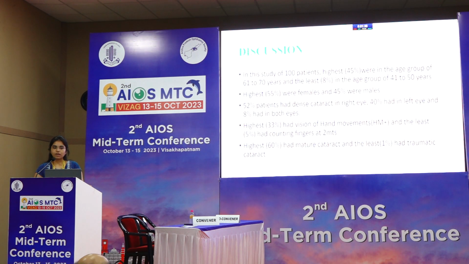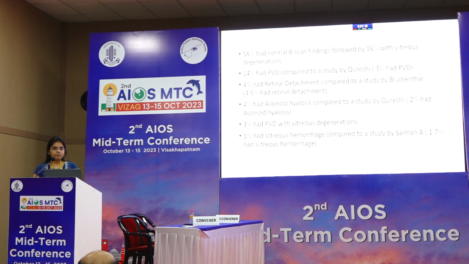Discussion. In this study of 100 patients, highest were in the age group of 61 to 70 years and the least in the age group of 41 to 50 years. Most of them were females, and 52% had dense cataract in right eye, 40% in left eye, and 8% in both eyes. Highest percentage had vision of hand movements and the least had counting fingers at 2 meters. Highest had mature cataract and least was traumatic cataract. 58% had normal B-scan findings, followed by 16% with vitreous degenerations.